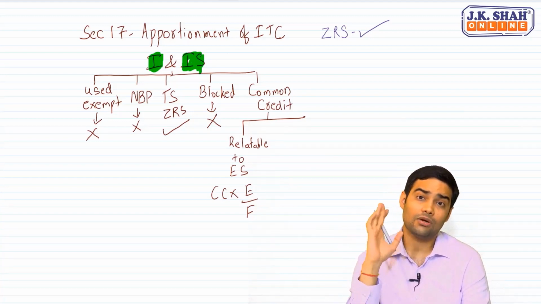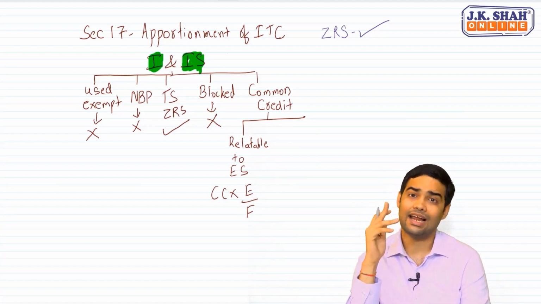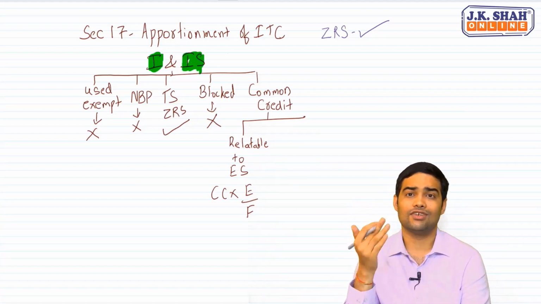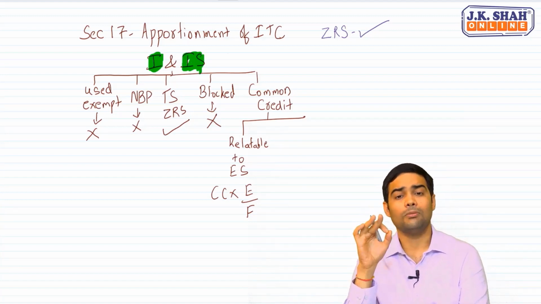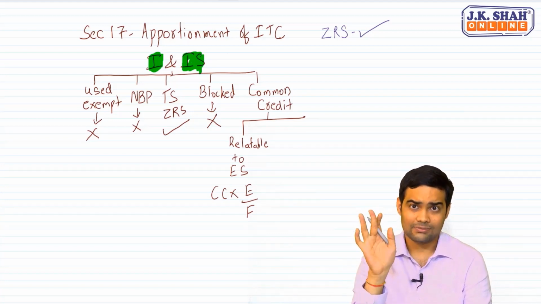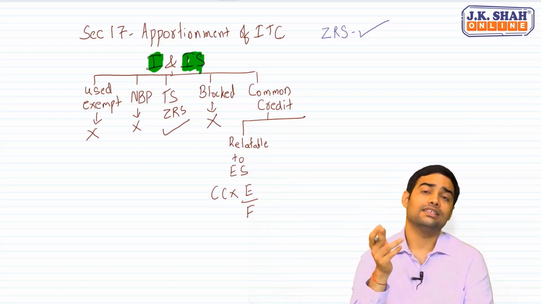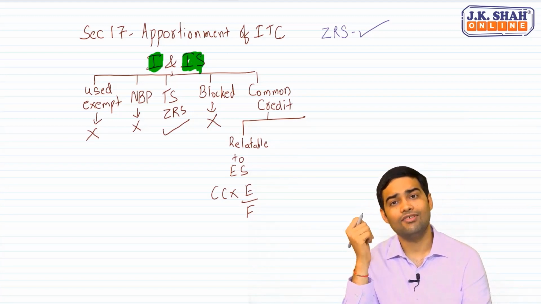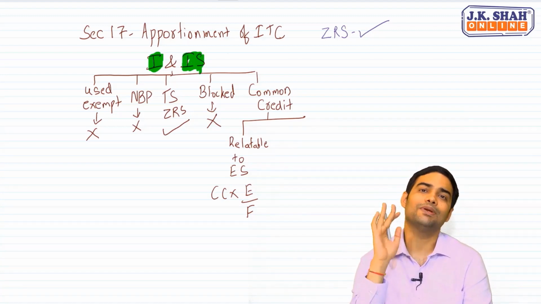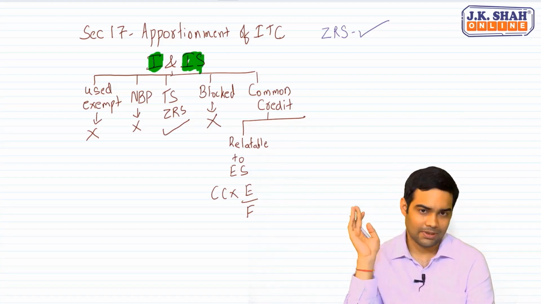This has to be done on a monthly basis. Every month you have to do this, and one final yearly calculation has to be done to check whether there are any errors. So, common credit into E by F, you will do this on a monthly basis depending on the common credit of that month, and E of that month, F of that month. Say suppose, sir, for 1 month I don't have data, then the law says use previous month data but derive this relatable to exempt supply.